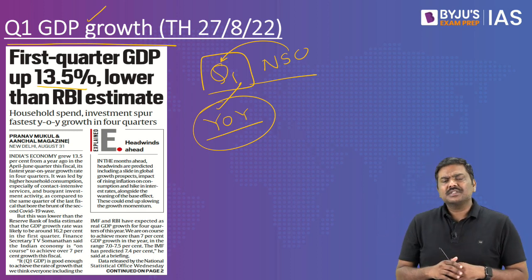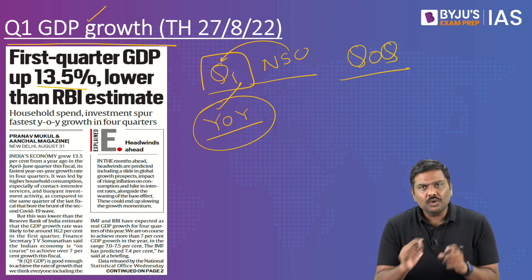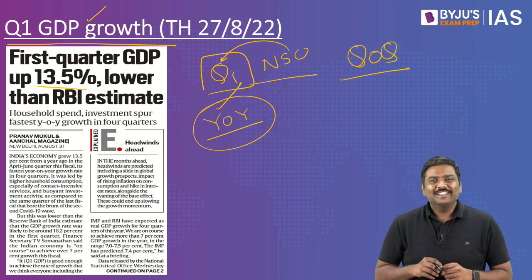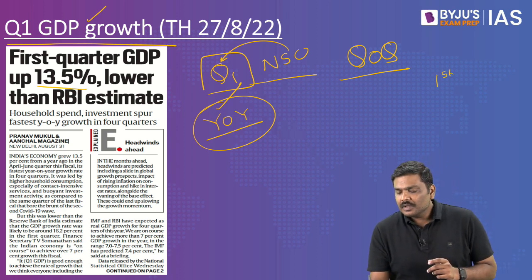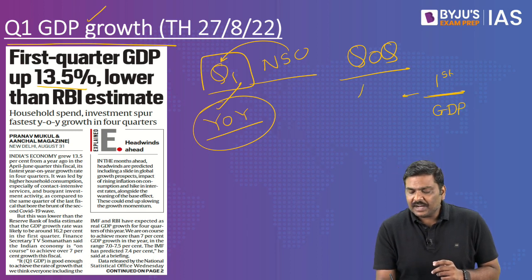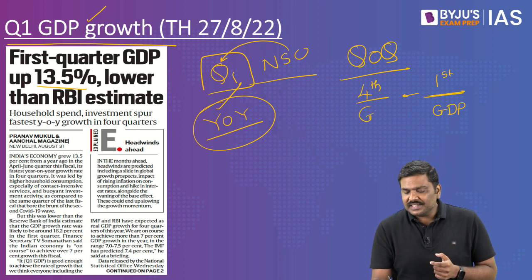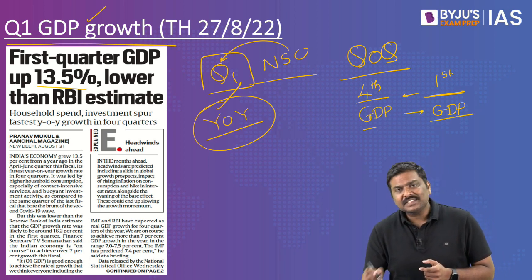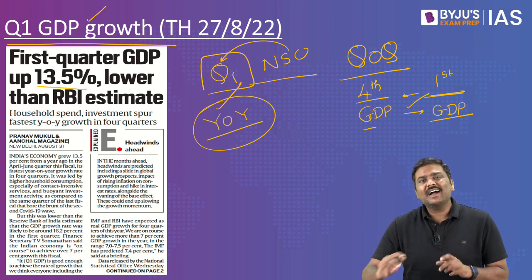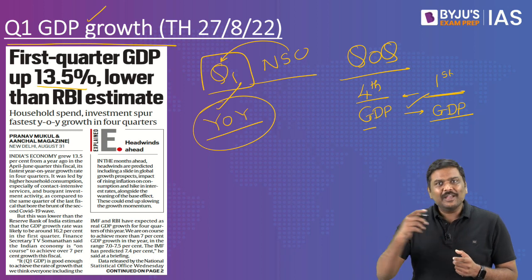But apart from this, you can also calculate quarter on quarter, QOQ, quarter on quarter GDP growth rate. That is the first quarter, what is the GDP value, and the previous quarter, that would be the fourth quarter of the last financial year, what is the GDP value. We will find out by how much percentage the GDP has grown. That is the idea of quarter on quarter, sequential quarters GDP growth rate.